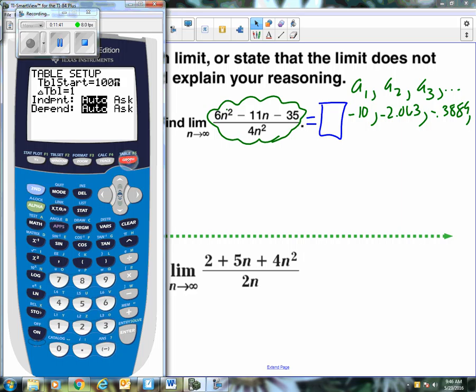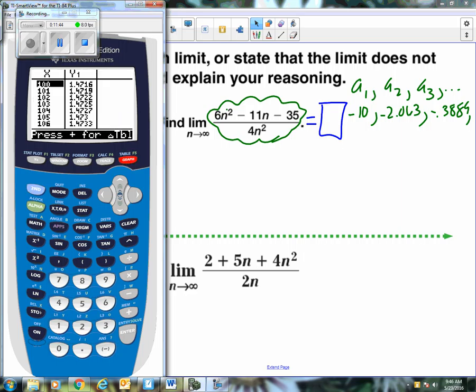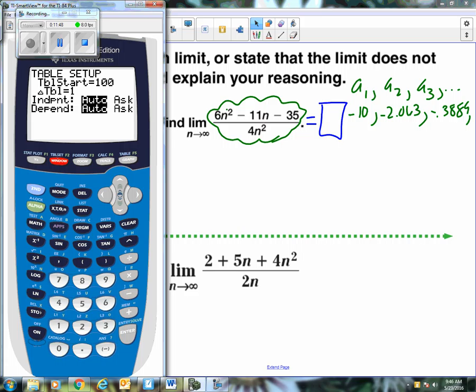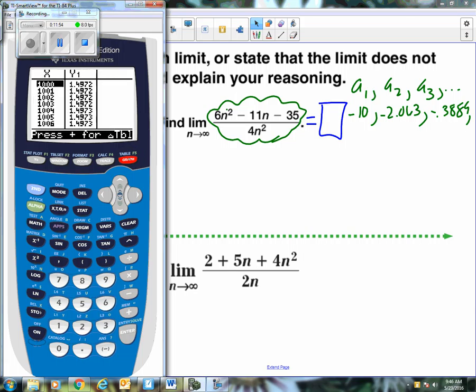And go back to my table. A100 is already at 1.47. Looks like it's about there. If I do let's say 1,000, go back to my table.